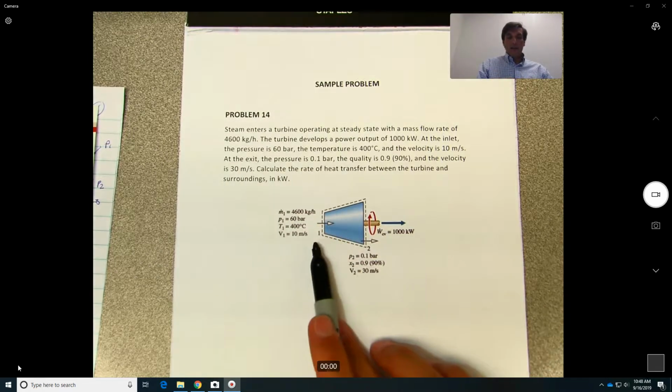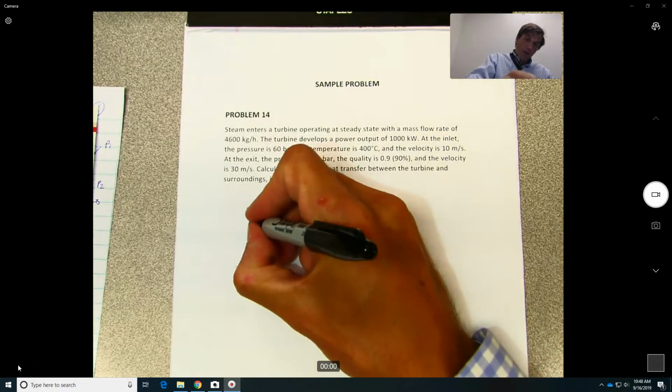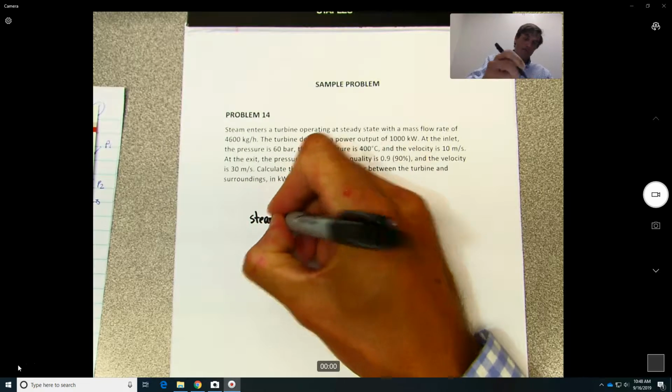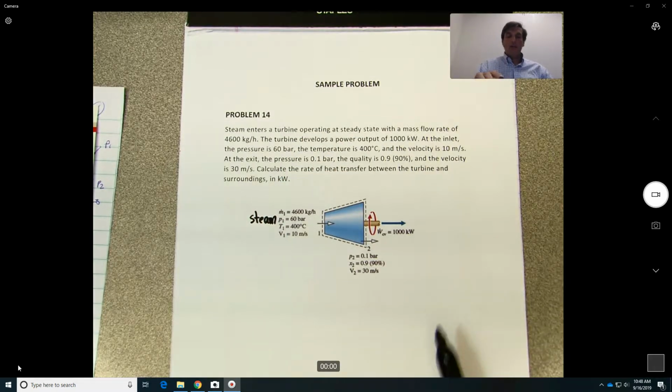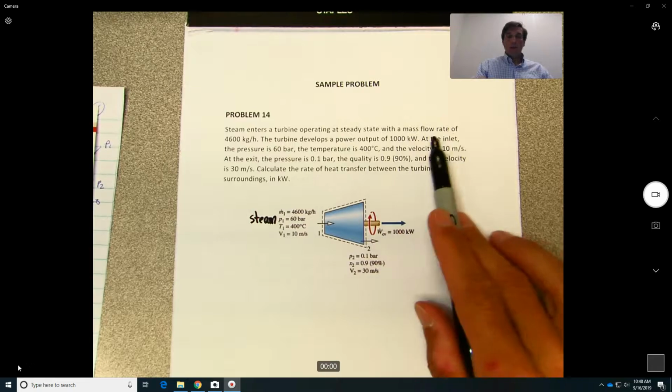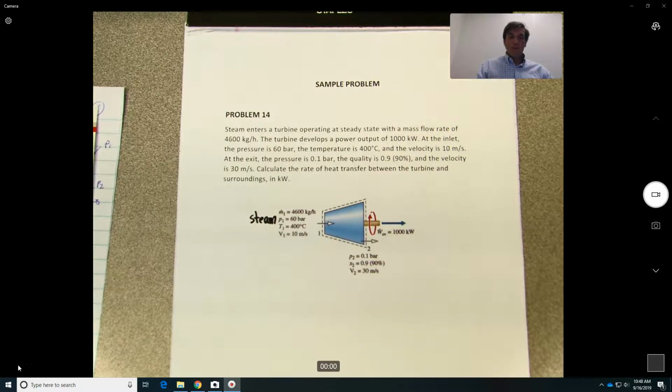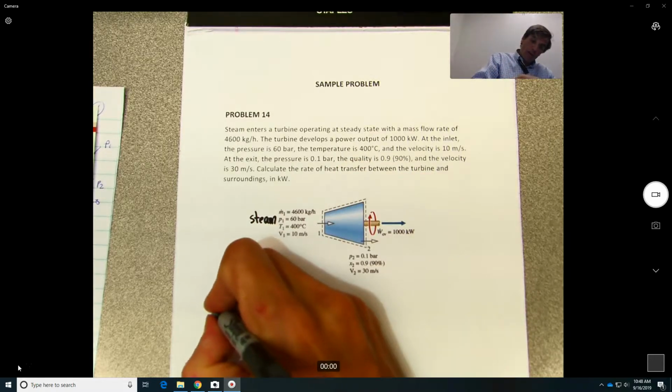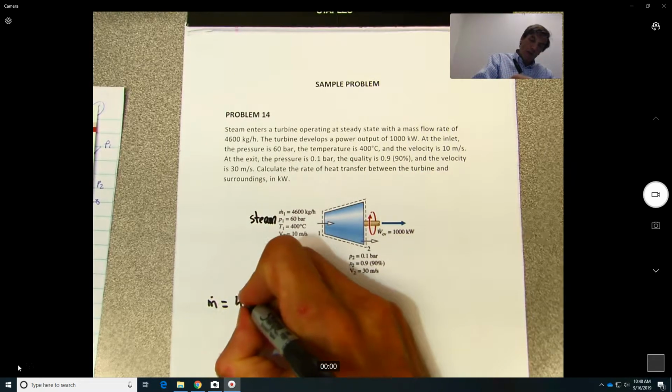So steam enters, so we know the state over here of the substance will be steam, enters a turbine operating at steady state with mass flow rate of 4,600 kilograms per hour. So it's over here. So maybe one thing we can do right away.